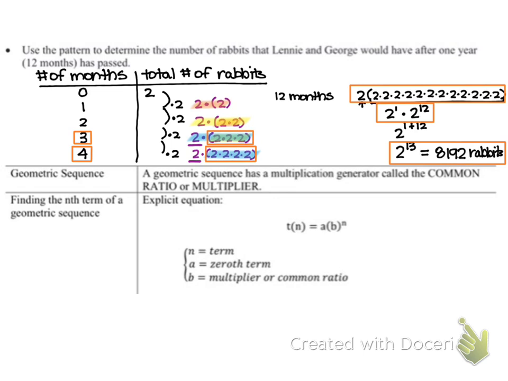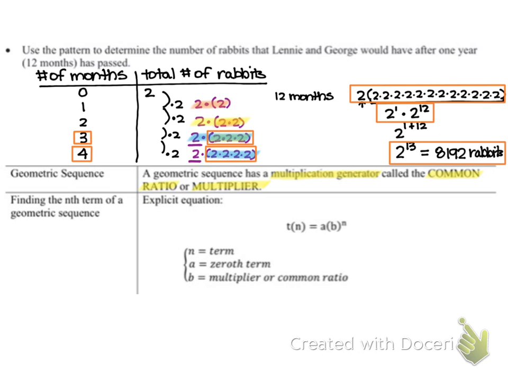Okay, a geometric sequence. This is a lot like the arithmetic stuff. We can generalize this, but this is repeated multiplication this time. It's not addition or subtraction. So what we're talking about here is we have this multiplication generator. It's got a couple of names. It's called the common ratio or a multiplier, either of those.